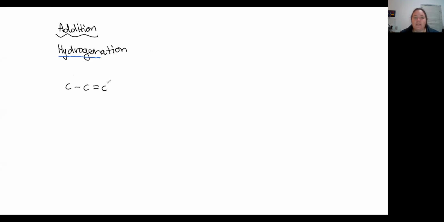Okay, so if I start over here with my propane and I react it with hydrogen gas, in the presence of a catalyst. We finally reached a catalyst that you need to know. And the catalysts here that you can use are platinum, palladium, or nickel.